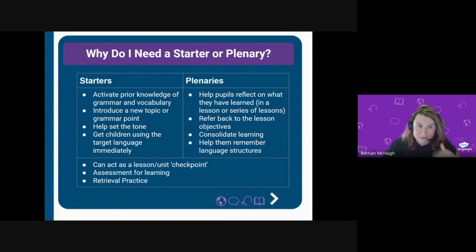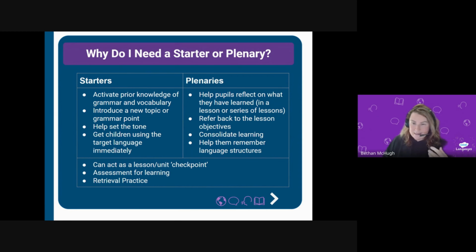But what's most useful about starters and plenaries, particularly for languages, is that they can really act as a lesson or unit checkpoint. A checkpoint would be relevant in any subject, but in languages, if you're about to start a new topic and some new grammar, you need to know that they've learned the last bit. If they're still struggling with certain concepts, there isn't any point rushing ahead. I've always pointed out throughout these CPDs that it's the skills, not the drills, that are important. So if you need to spend an extra lesson going over that, don't worry that you haven't addressed the content of your scheme of work, because the actual language structures are more important than adding in an extra set of words.